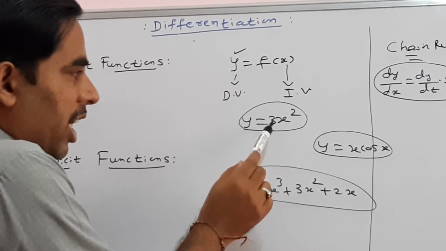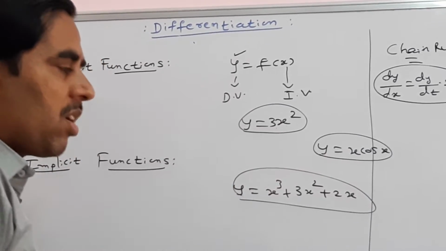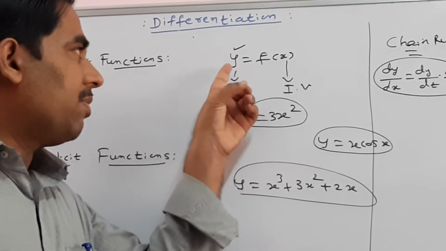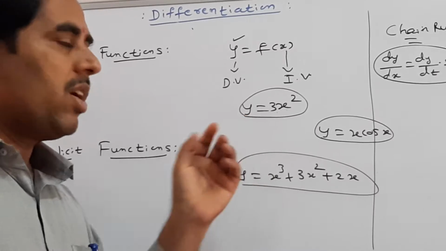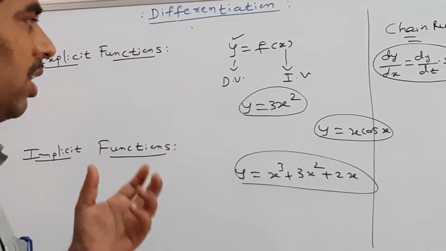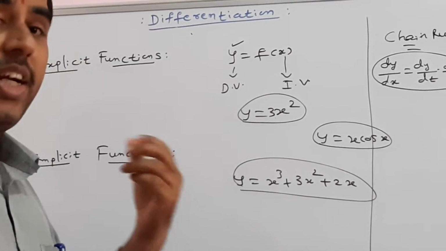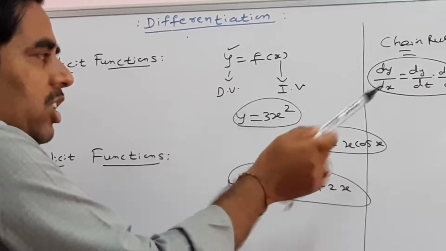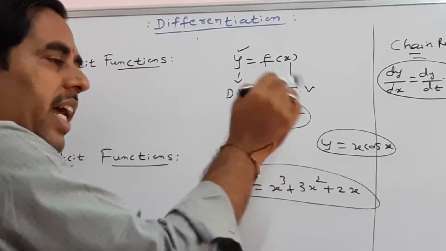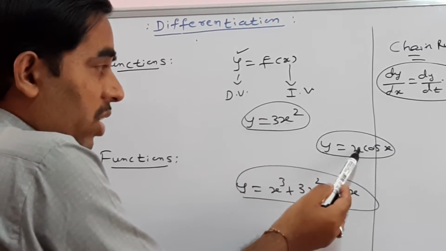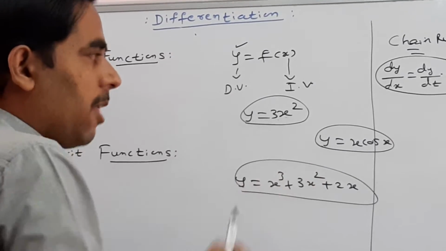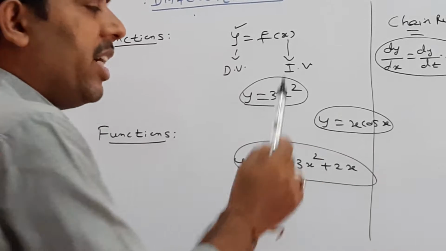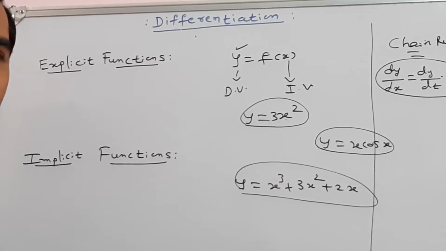That means in these three examples, you can clearly observe that the dependent variable y can be easily expressed or written in the form of the independent variable x. y is equal to 3x square. If we want to differentiate this, we can directly differentiate it in one step. Then y is equal to x cos x. The dependent variable y is expressed conveniently in the form of the independent variable x in all these three examples that I have written on the board.